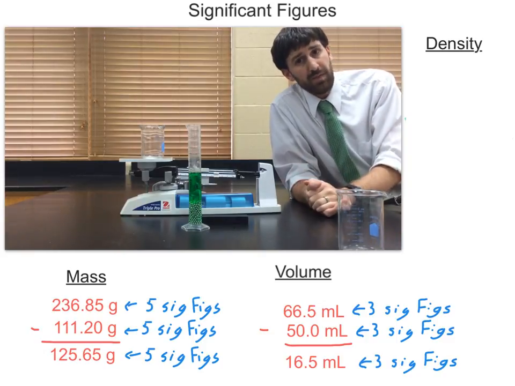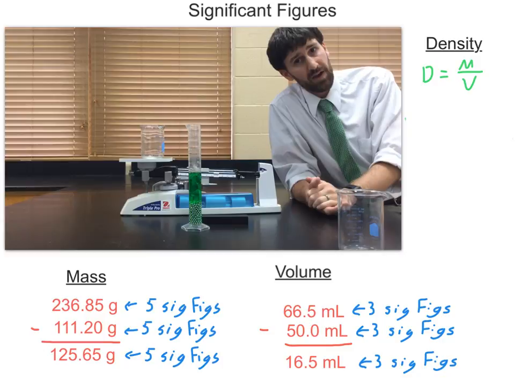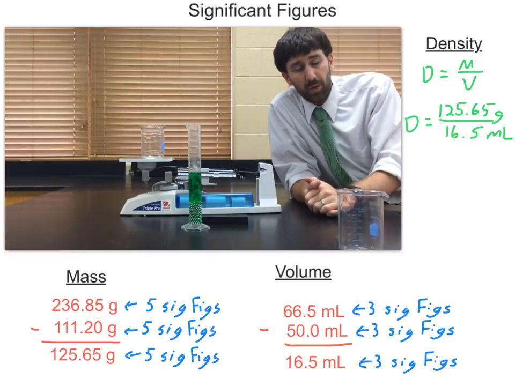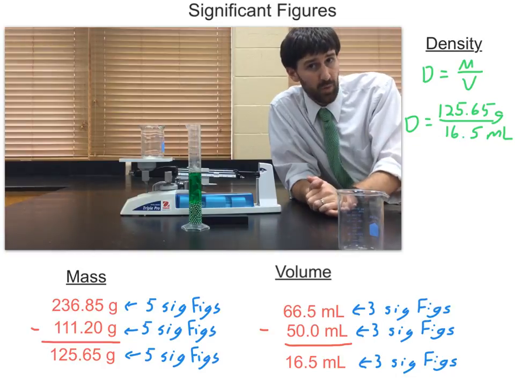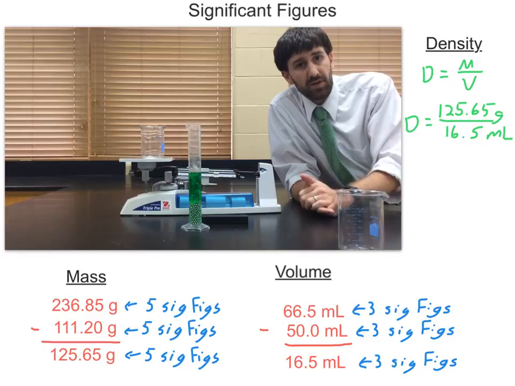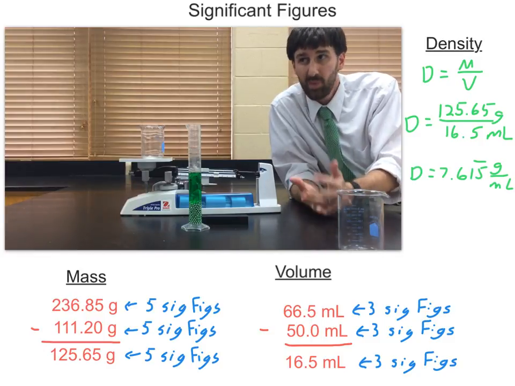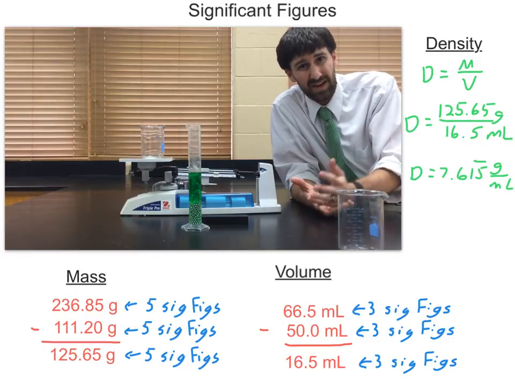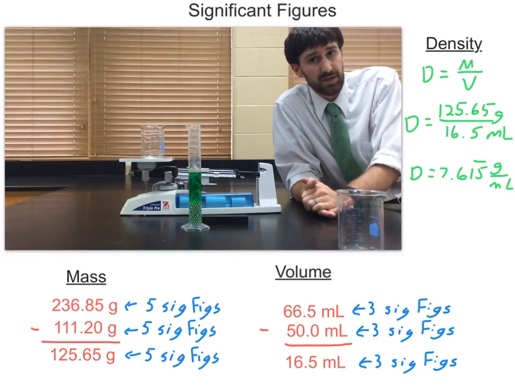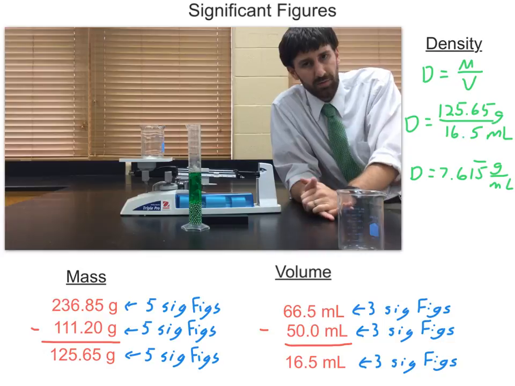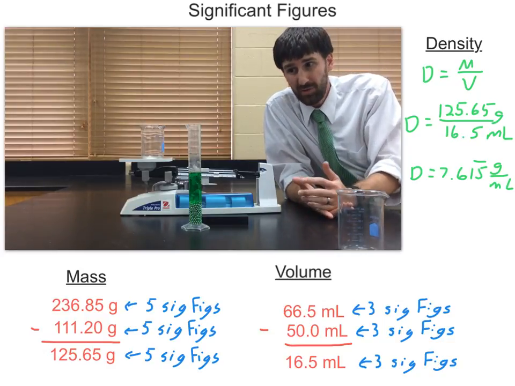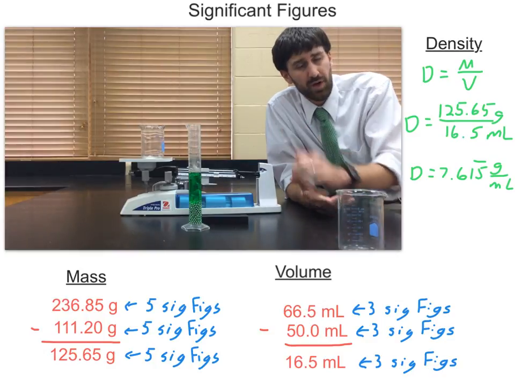So whenever I actually do the math and I do density equals mass divided by volume, that's going to be a density of 125.65 divided by 16.5. If you just type that into a calculator, that's going to give me 7.6151515151515. You get the point. Grams per milliliter, or 7.615 repeating grams per milliliter. Now that actually has an infinite number of decimal numbers after it, right? It just keeps on going and repeating.